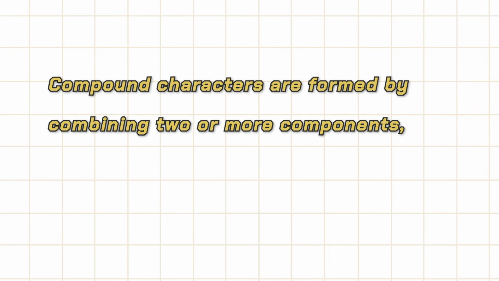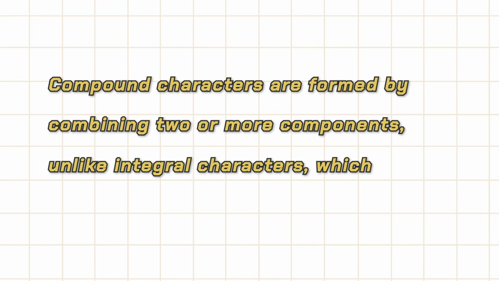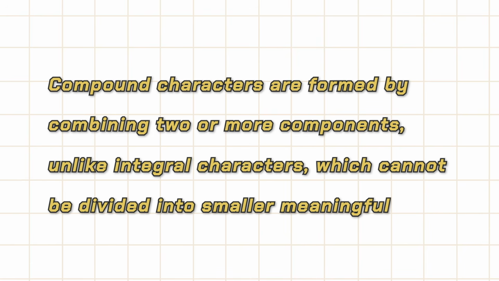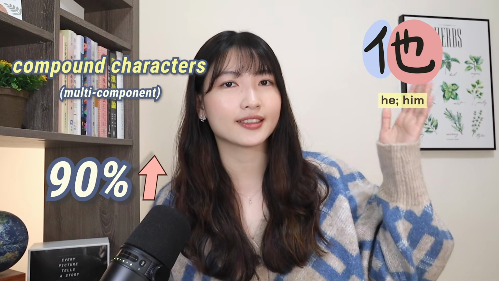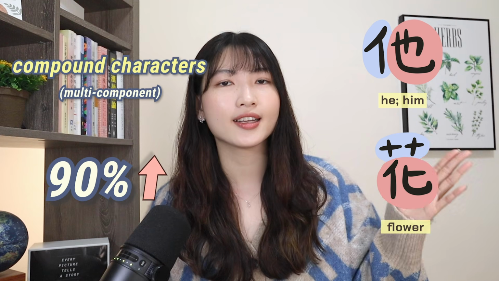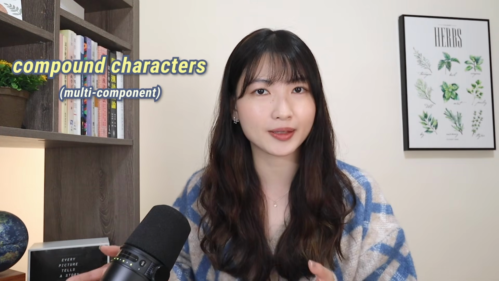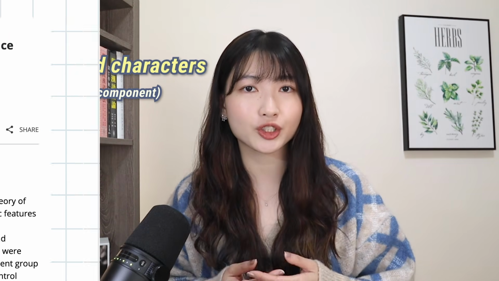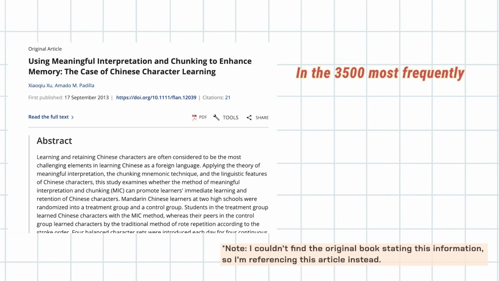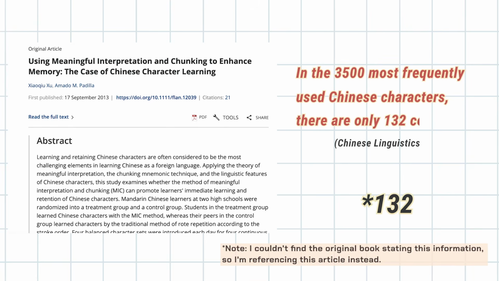Compound characters are formed by combining 2 or more components, unlike integral characters which cannot be divided into smaller, meaningful units. For instance, 他, 花, 餐. These compound characters consist of a limited amount of components. From the research paper I read, in the 3,500 most frequently used Chinese characters, which is roughly all the characters we use in daily life, there are only 135 components.